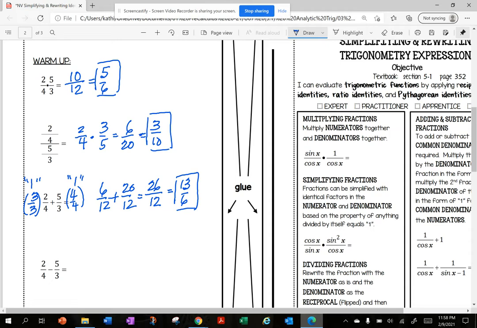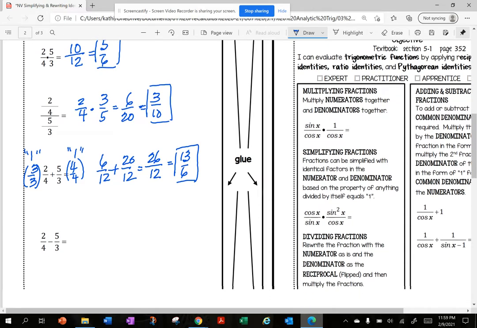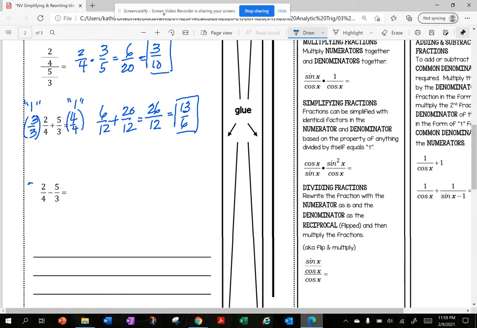Okay, same thing for subtracting fractions. I have to have a common denominator. So I'm going to multiply by 1 in the form of 3 over 3 and 1 in the form of 4 over 4. So this is going to be 6 over 12 minus 20 over 12. 6 minus 20 is negative 14 divided by 12. Watch all the negative signs. So negative 7 over 6. Okay, be careful, careful, careful. Okay, so we're going to do the same thing today, but with trig.